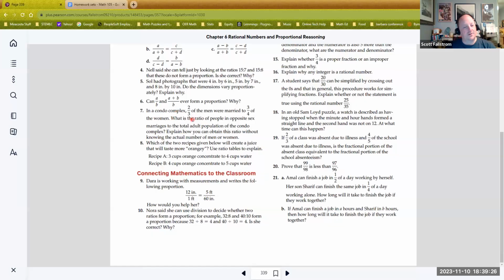And number 7: in a condo complex, 2/3 of the men were married to 3/4 of the women. What is the ratio of people in opposite sex marriages to the total adult population of the condo complex?